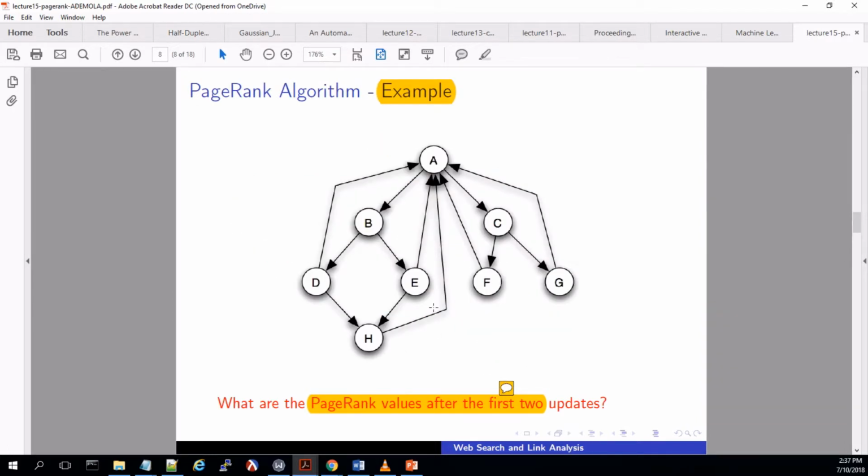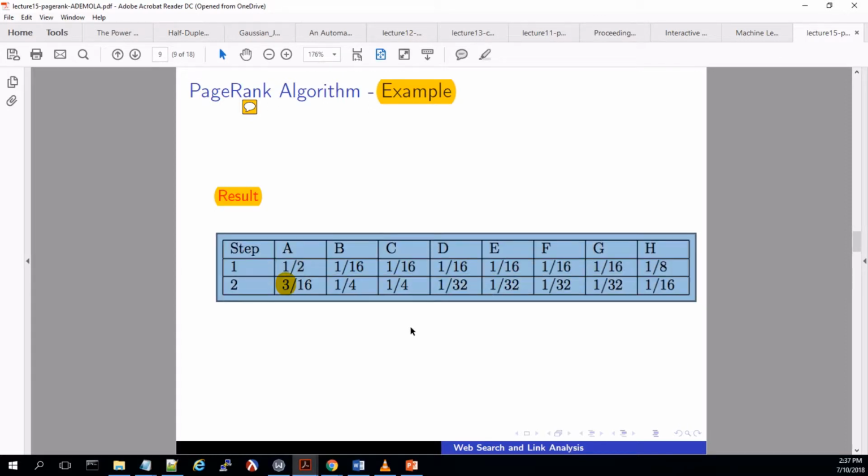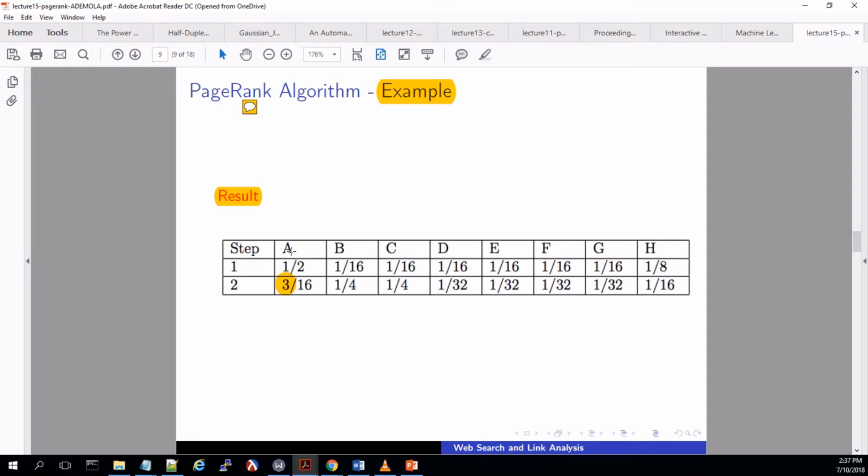So let's go back here now. With that understanding, it should be easy for us to solve our problem. The initial step is not shown here, but you know that the initial ranking of A is 1 over 8, B is 1 over 8, C is 1 over 8, D is 1 over 8, E is 1 over 8, up to H. So each of them is 1 over 8.